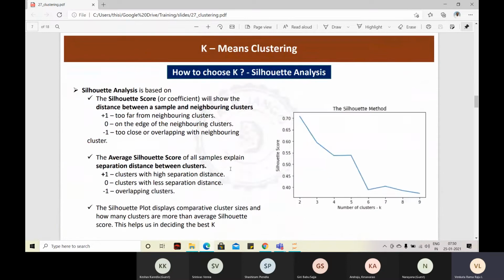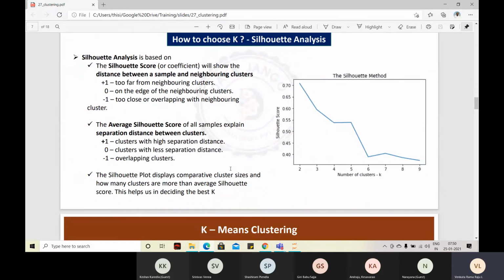Okay, there is another way to calculate or look at the error, or find out the best cluster. That is called the Silhouette score.